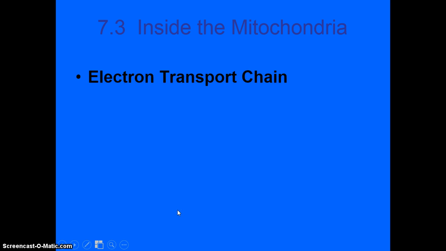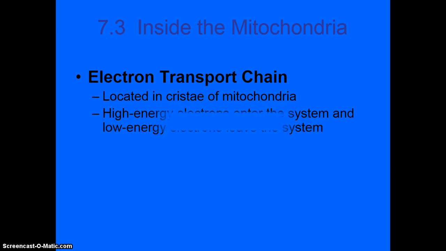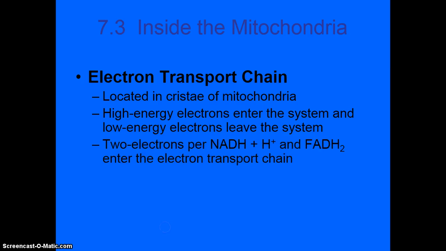And finally, that leads us to the big electron transport chain, which is the money maker when it comes to ATPs. If ATP is our money, it's our big producer. This occurs and is located inside the cristae of the mitochondria. That's the highly convoluted, folded insides. It's the high energy electrons that enter the system and low energy electrons leave the system. And 2 electrons per NADH and H plus and FADH2 enter the electron transport chain.